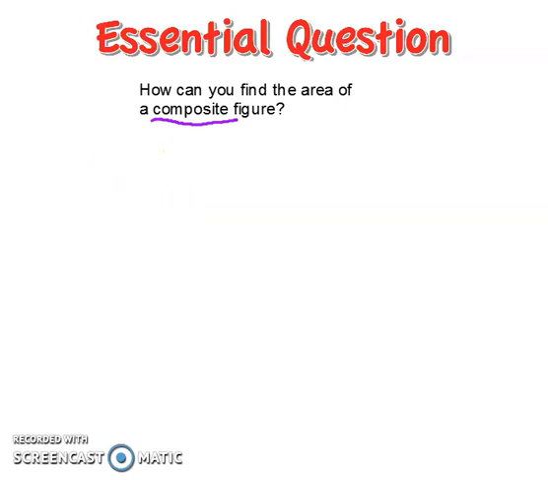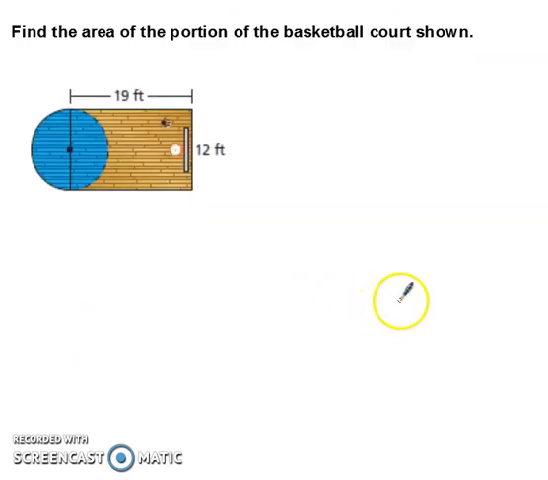Let's start one together. It says find the area of the portion of this basketball court shown. Now, I don't know how to take the area of this shape. It's a strange shape. In fact, it's 2 shapes stuck together. So what we're going to do is we're going to write some steps over here in the right-hand column like we normally do. The very first thing you should do is divide the shape into parts.